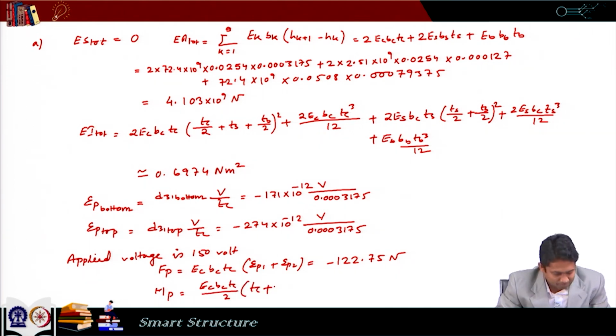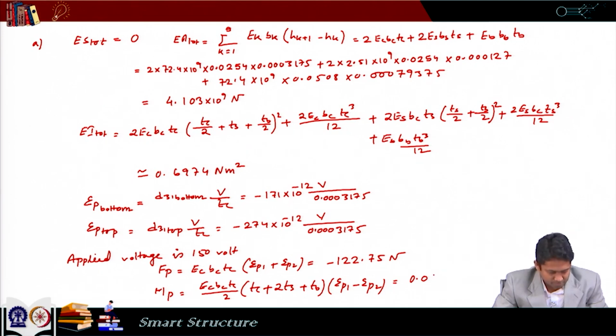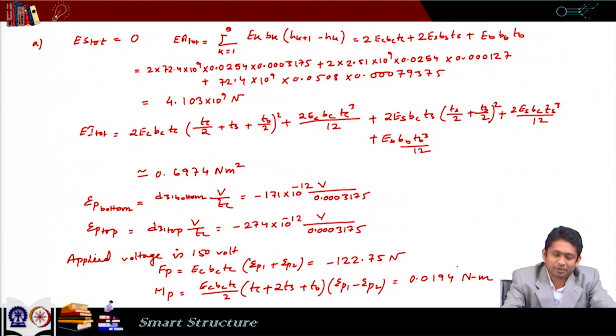While writing the bending moment, we have to incorporate the bond also, bond thickness. So, that is incorporated here, and the value comes to be 0.0194 Newton millimeter. So, we have found out Fp and Mp, and we have found out the properties of the sections. So, now we can write the equations and we can find out the mid plane strain and bending curvature.